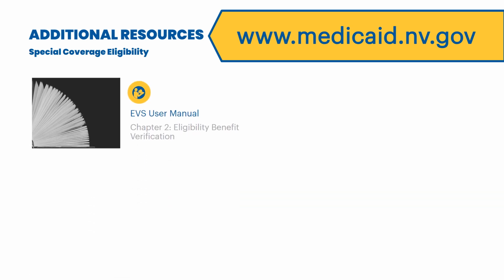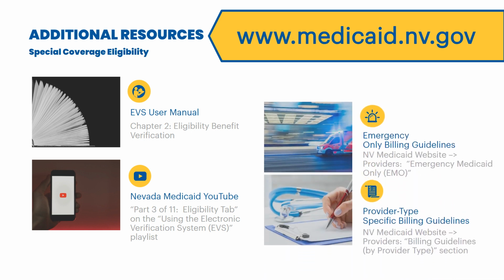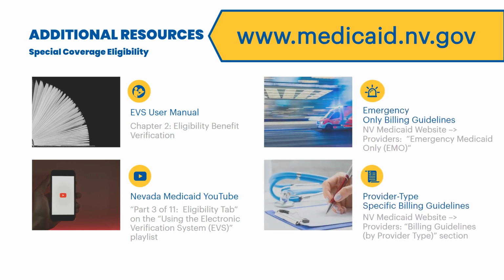For additional resources on special coverage eligibility, visit the Nevada Medicaid website at www.medicaid.nv.gov. There you will find the EVS user manual. Chapter 2 will provide detailed information on eligibility benefit verification. In the provider training section, you will find a link to our YouTube channel titled Nevada Medicaid. The Using the Electronic Verification System, EVS, playlist contains a video on the Eligibility tab titled Part 3 of 11, Eligibility tab. If you navigate to the Providers tab on the Nevada Medicaid website and click Billing Information from the drop-down, there you will find Emergency Medicaid, EMO, billing guidelines and provider type-specific billing guidelines.